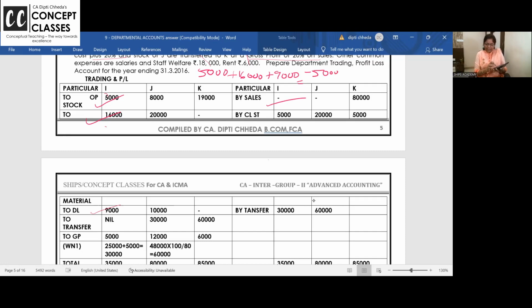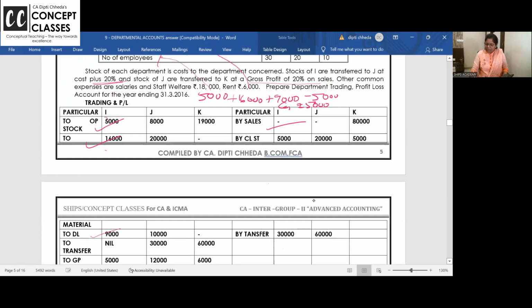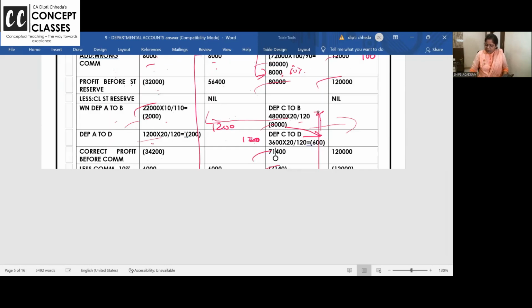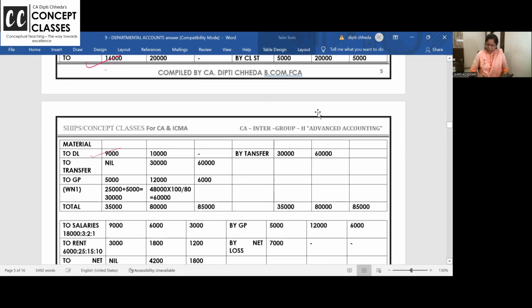Pick up your calculator. 5,000 plus 16,000 plus 9,000 minus 5,000. I has transferred to J goods costing 25,000. And what is the equation or loading I to J? 20% on cost. So 25,000 का 20% will be 5,000. आया समझ में आप सबको?